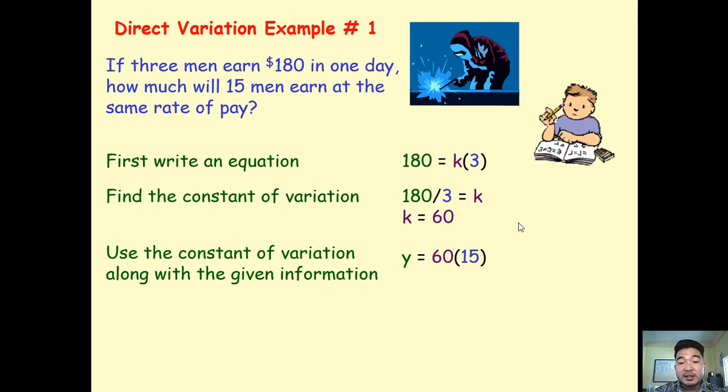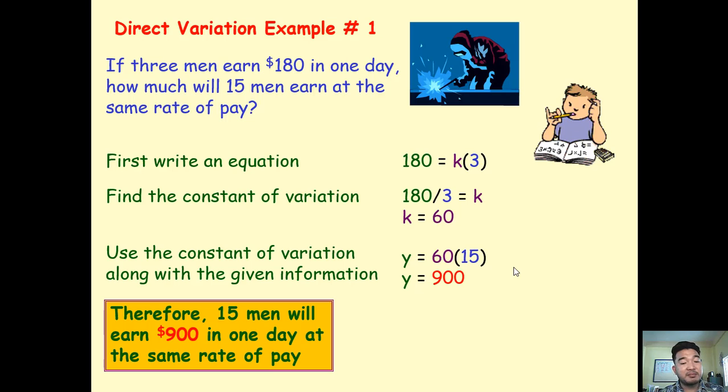Our variation equation would be y equals kx, wherein we are looking for the value of y, since yun yung total na pwedeng ma-earn ng 15 men. And our x is 15 kasi yun yung bilang ng tao na nagtrabaho. So y is equal to 60 times 15. To multiply, y is equal to $900. Therefore, 15 men will earn $900 in one day at the same rate of pay.